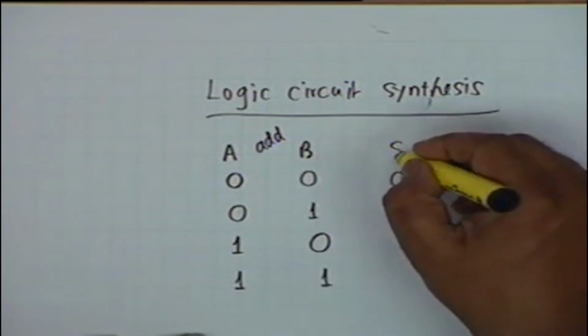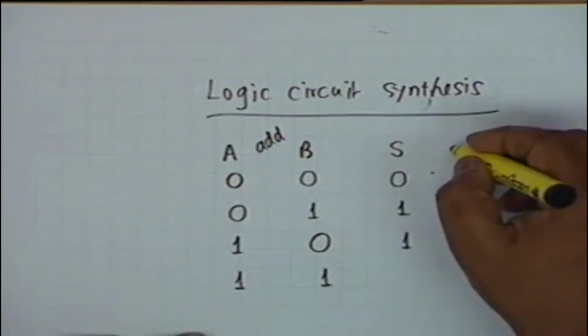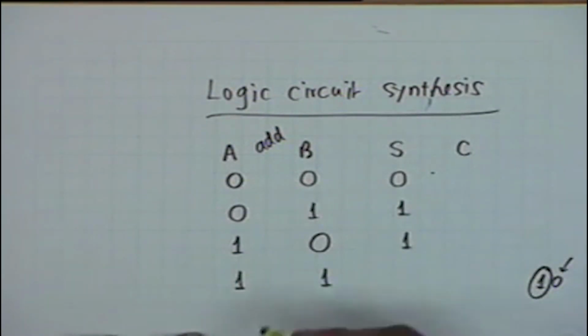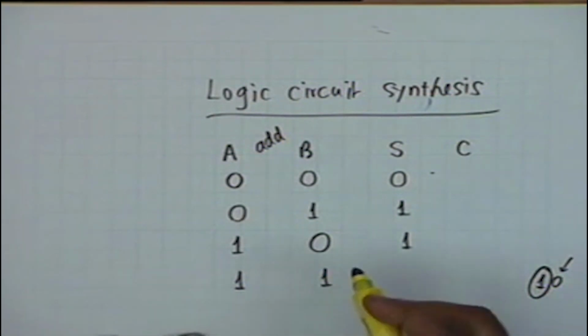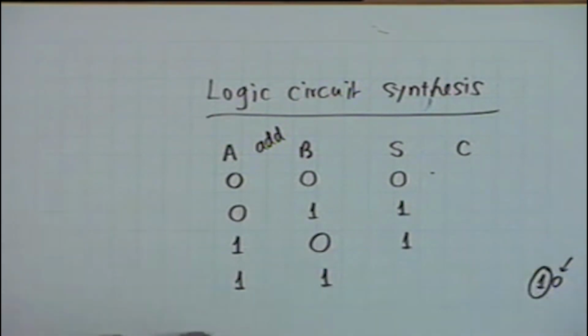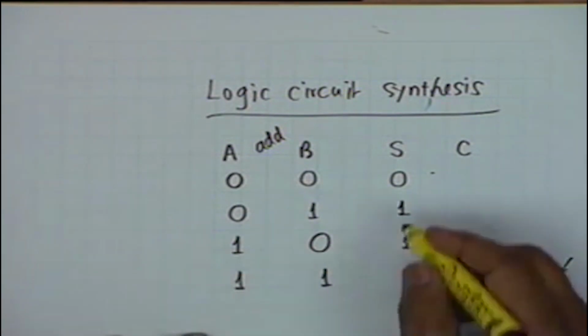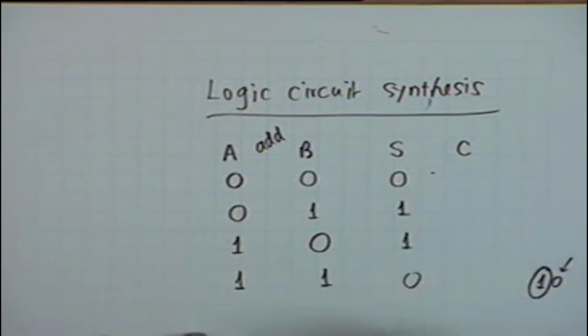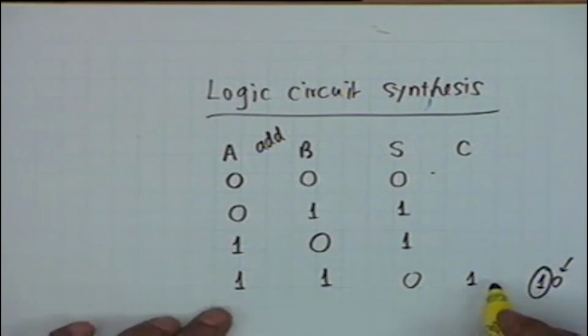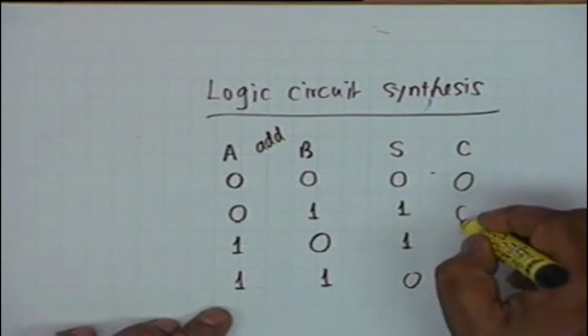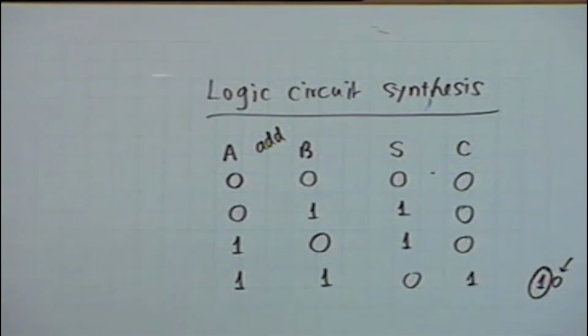And therefore, in general, I would require a sum and a carry. When you add two bits, two binary digits, we cannot express the result by one bit. We require two bits. One of them is the sum and the other is the carry. The carry is 1 only in the fourth case. In all other cases, the carry is 0.